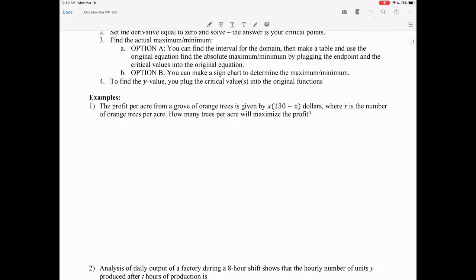So the first one is we have the profit per acre for orange trees, and we're given that this is the profit. Okay, so we know that P of x equals x times 130 minus x. So that is 130x minus x squared. And we want to maximize that. So what do we do? We take the derivative. So we find P prime of x. So that's 130 minus 2x. Set it equal to 0.